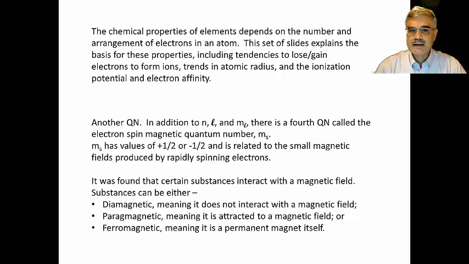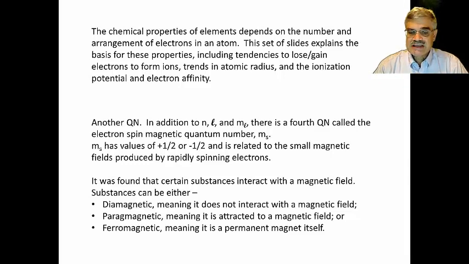Before going into that, this is all to add to the story that the chemical properties of elements depend upon the number and arrangement of electrons in an atom. We'll show that not only the elements, but also the ions that are formed from the elements depend upon their electron configuration. Okay, back to magnetic properties.